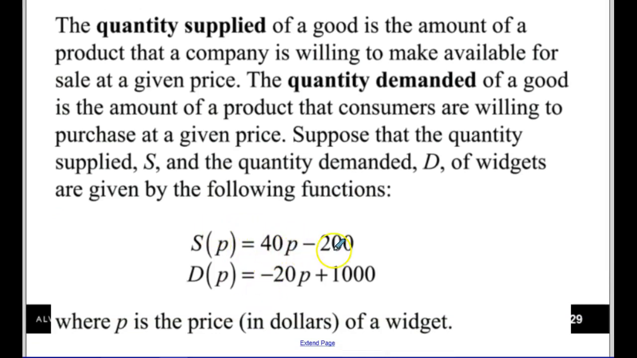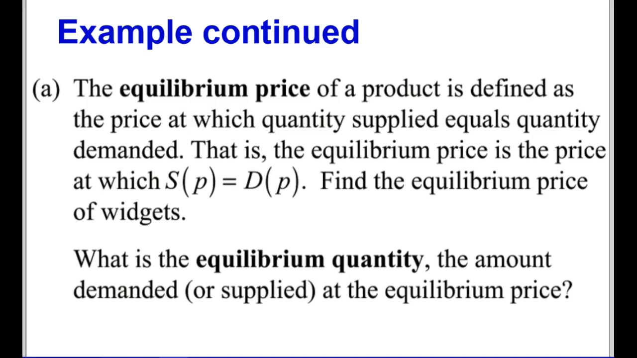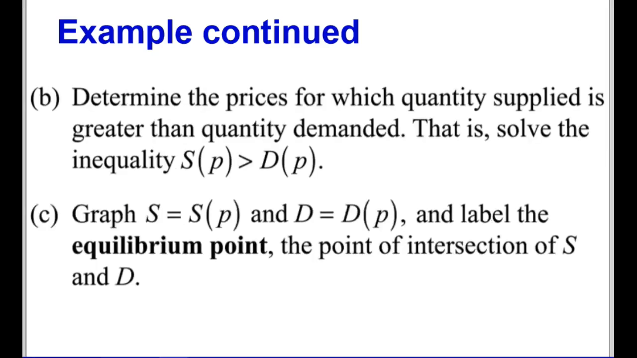So supply is 40p minus 200. Demand is negative 20p plus 1,000. So p is going to be that price in dollars. Okay? So now I want to find the equilibrium price and the equilibrium quantity. So when we're looking at equilibrium, that means that the two things are equal to each other. Okay? So we're going to try and find the intersection of those 2 points.